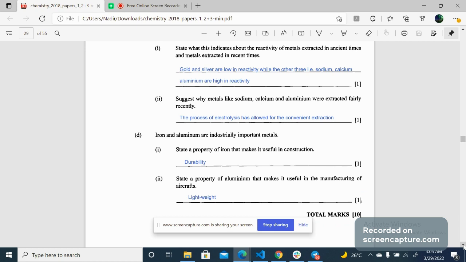Okay, and part two is asking us about the property of aluminum that makes it useful in the manufacture of aircraft. Aluminum is a lightweight element, and if you want to make a flying object, it is common sense that if something is going to fly, it should be as low in weight as possible and strong at the same time. So aluminum, while being strong, is also very lightweight. It is durable, not prone to corrosion, lightweight, and strong.